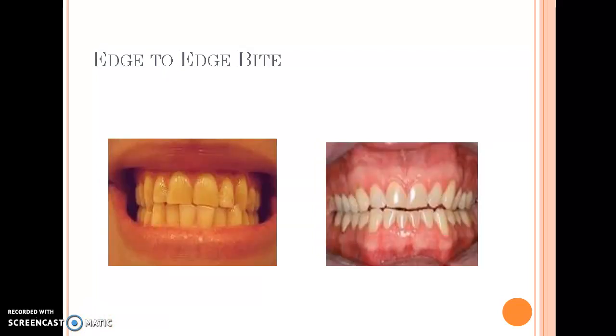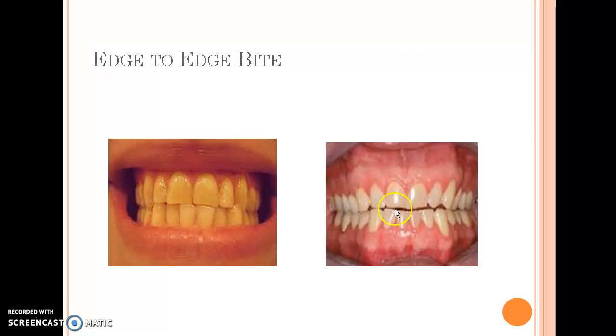This type of malocclusion is called edge-to-edge, and this is referring to the incisal edges. So we have the incisal edges coming in direct contact, maxillary to mandibular. There is no overbite at all in someone with edge-to-edge.